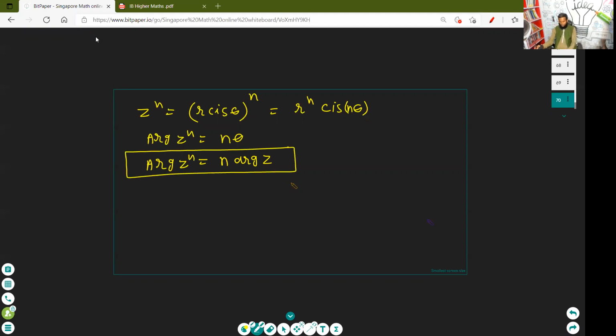Okay, good. These are formulas, and in example 16 they proved it, but we know how to prove it. Now, argument of 2Z. Find the argument of 2Z.